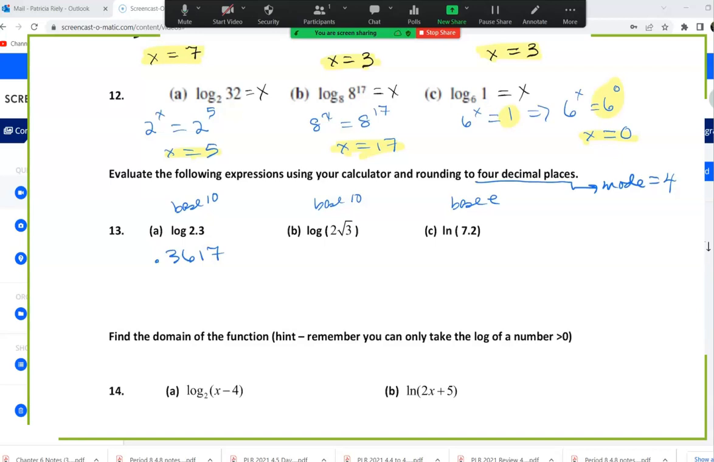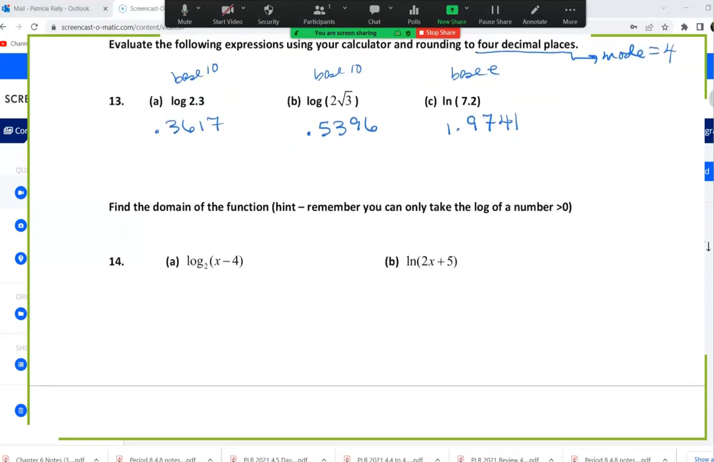Close your parens, and you should get 0.5396. Okay, now you're going to take the ln of 7.2, and that's going to give you 1.9741. Done.